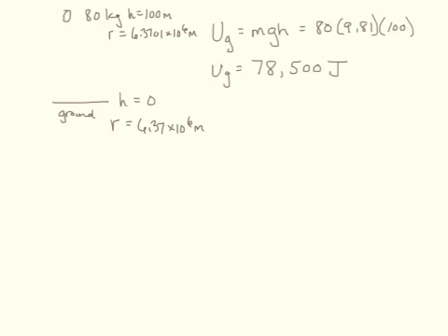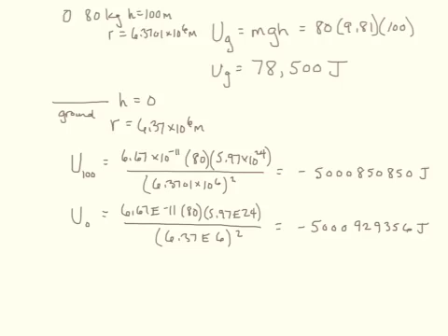And so what I'm going to do is use our new equation to calculate the potential energy at both of those spots. All right, so I plugged in the numbers for 100 meters above the surface of the Earth and got a value of negative 5,850,850 joules. Okay. Then I plugged in the values for at the Earth's surface, and I got negative 5,929,356 joules.